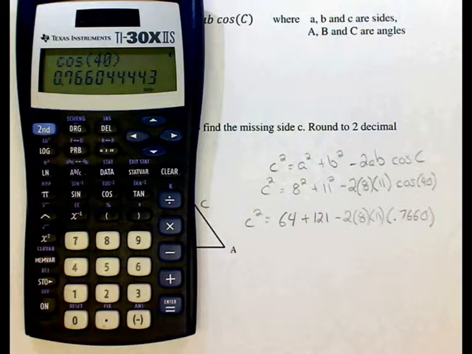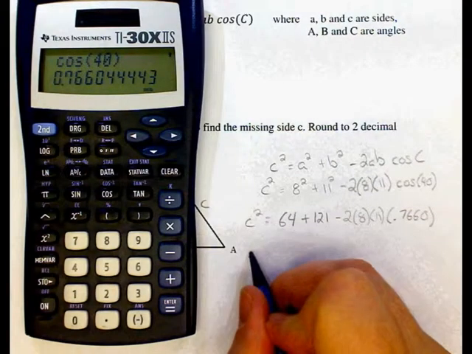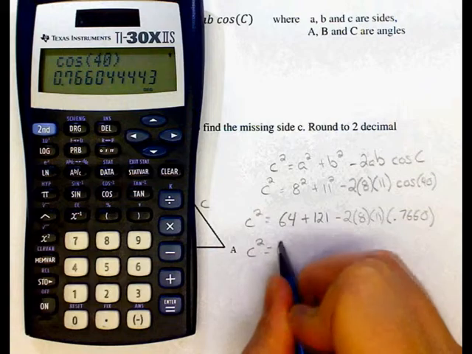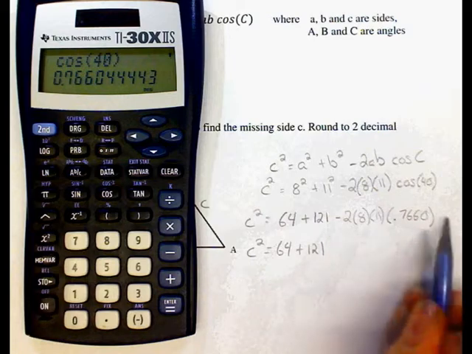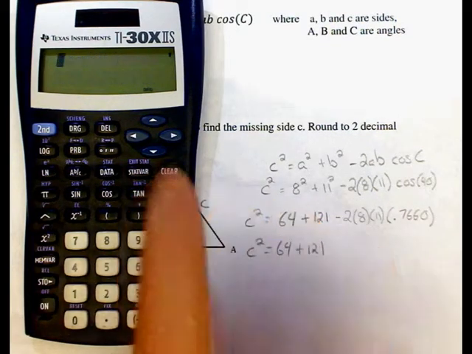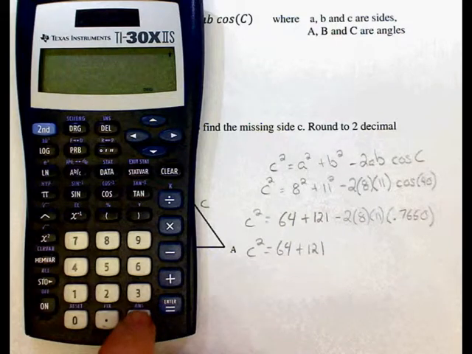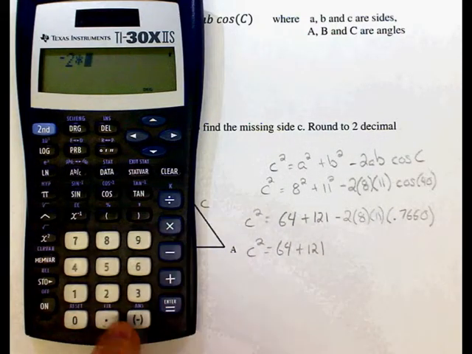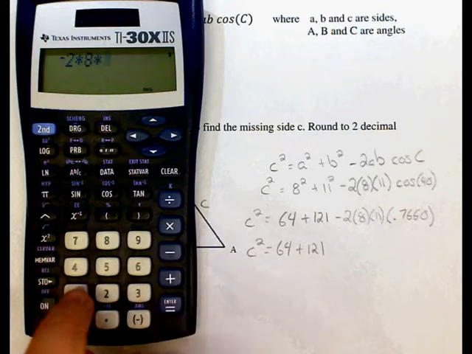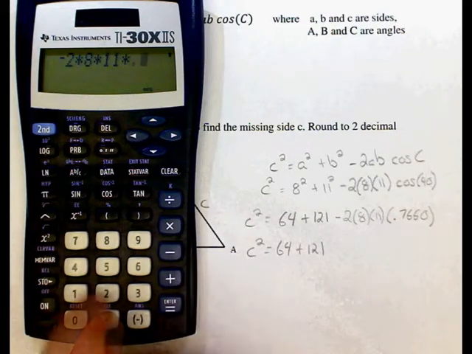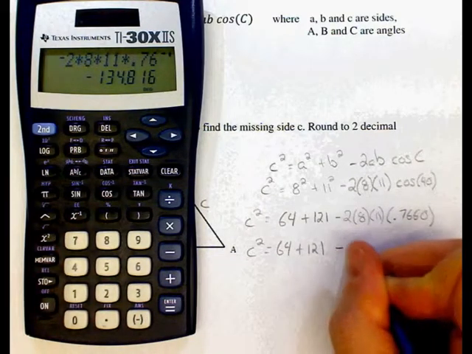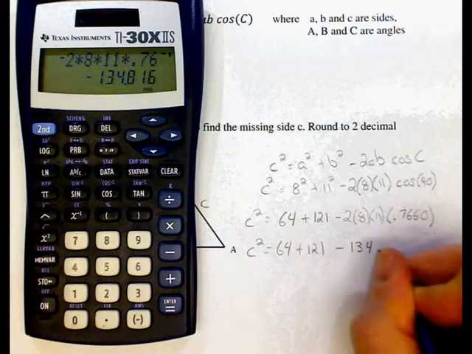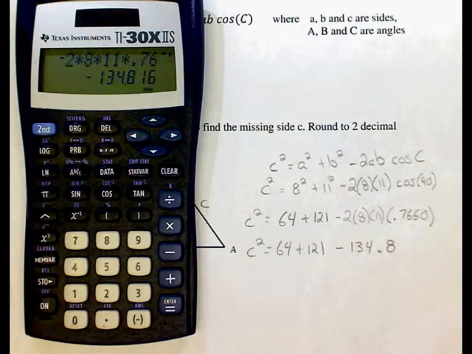Now we're going to follow our order of operations. I've got to multiply before I can add. So c squared equals 64 plus 121. And I'm going to multiply all these together. So clear out my calculator. Minus 2 times 8 times 11 times 0.7660 equals negative 134.8, 1 decimal place, rounded.